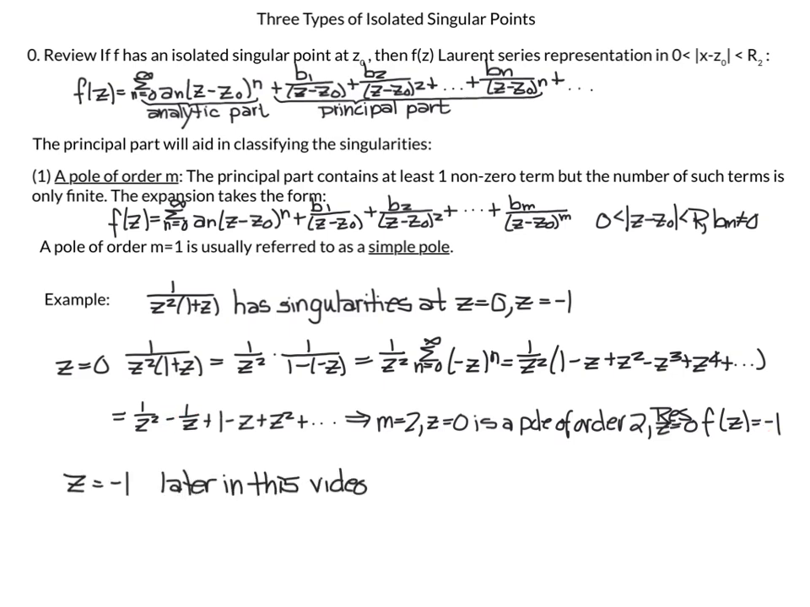We have our next singularity, z equals minus 1, and we are going to do this later in this video because the Laurent series centered around z equals minus 1 has a lot of algebra. So there's a theorem that we are going to use to make our life a little bit easier. So we're going to postpone this part of the problem.